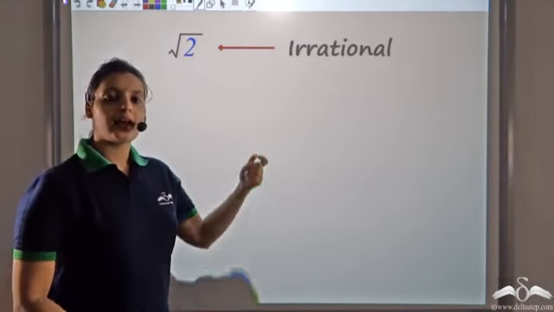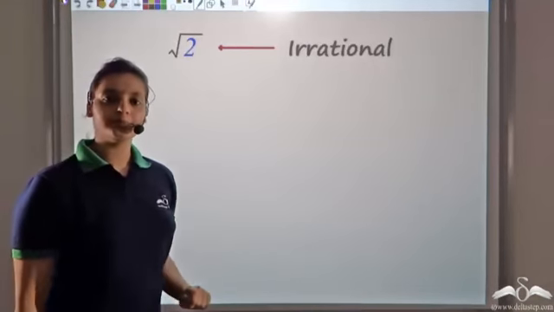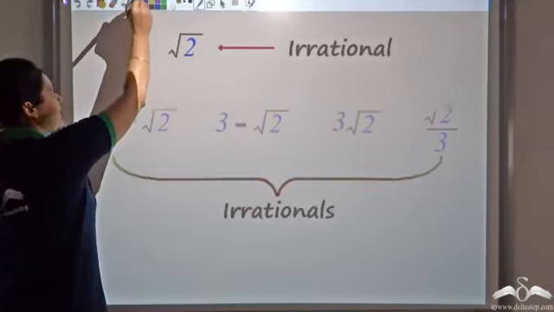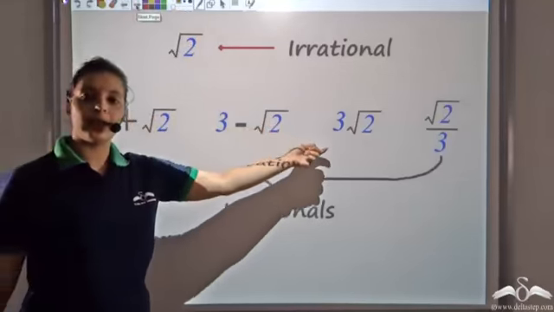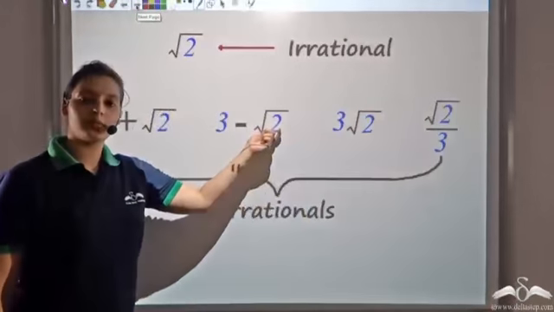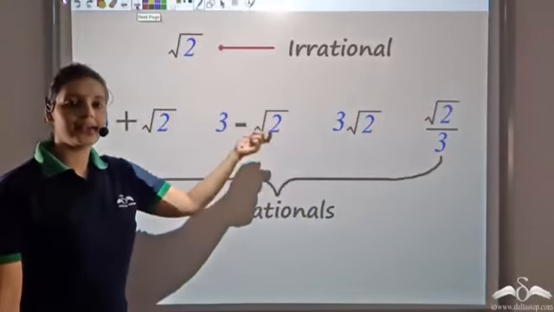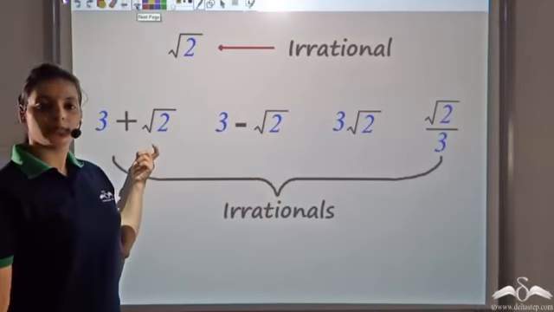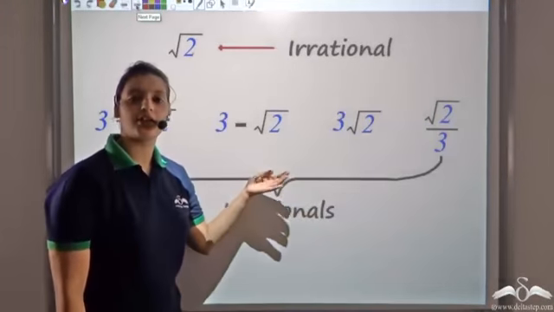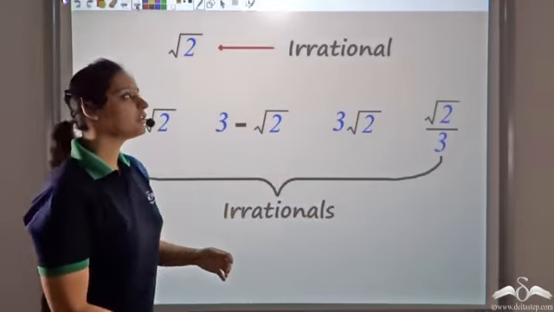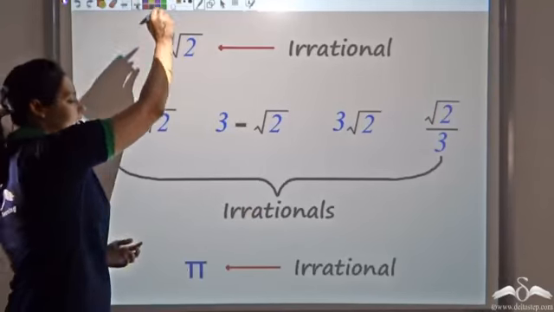We had seen that under root 2 is an irrational number. Now, if I add, subtract, multiply or divide this irrational number root 2, or any irrational number, with a rational number, what I get is an irrational number again. Further, we'd also seen that pi is an irrational number.